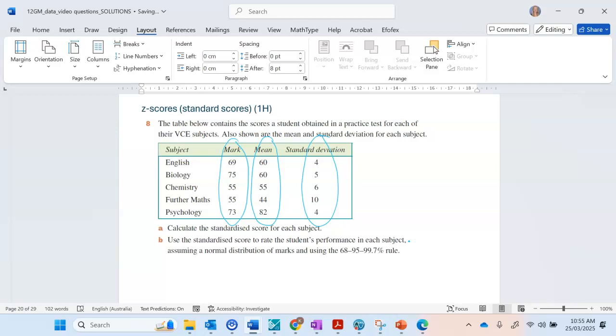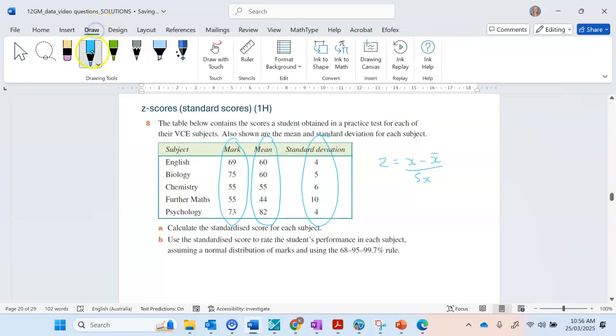So we're going to use that information and plug it in to the standard score formula. Now, this should be in your bound reference, but I am pretty confident it is also on your formula sheet. So z equals your actual value minus the mean over the standard deviation. Now, if we just have a look at these values without calculating anything just yet, if we look at English, with an actual value of 69, we can already see it's above the mean.